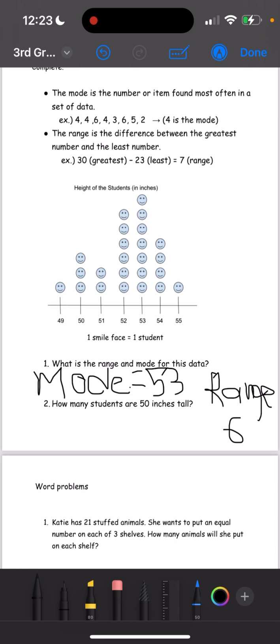And then this asks how many students are 50 inches tall. If you just look at 50 right here, we can see there's 3, which means 3 students.